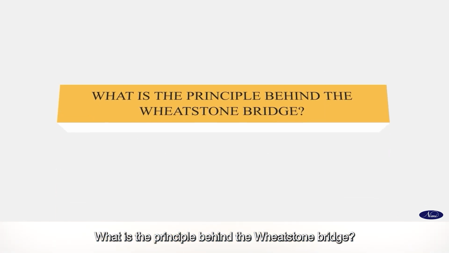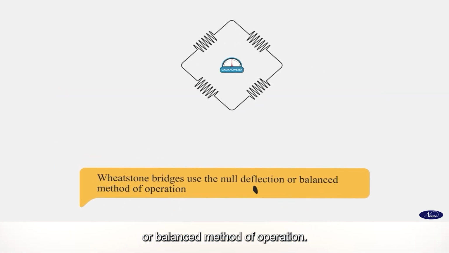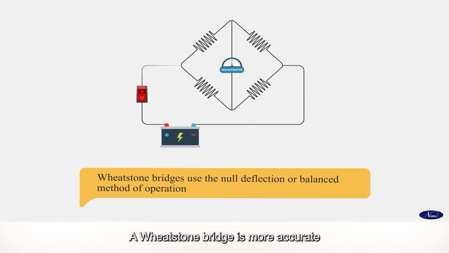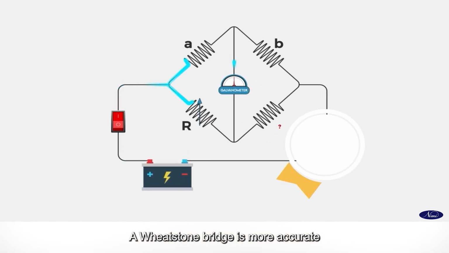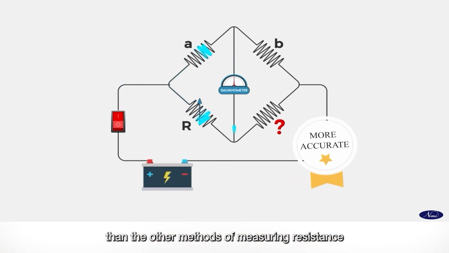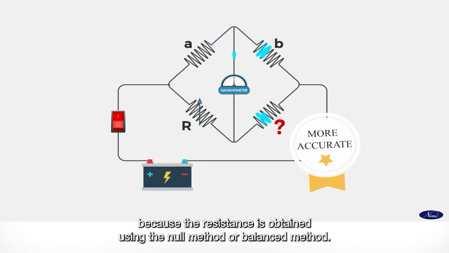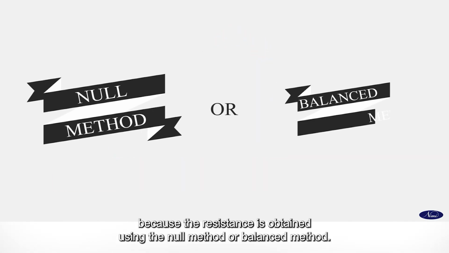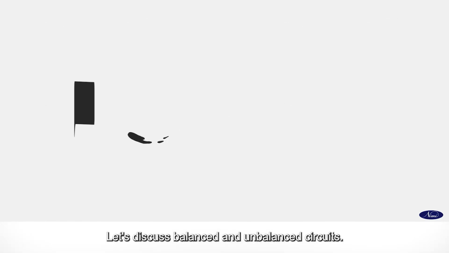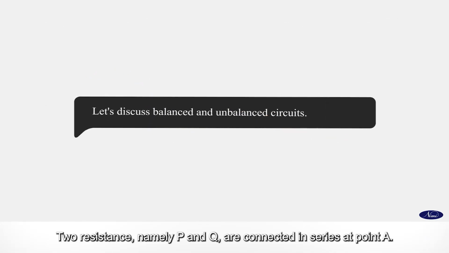What is the principle behind the Wheatstone bridge? Wheatstone bridges use the null deflection or balanced method of operation. A Wheatstone bridge is more accurate than the other methods of measuring resistance because the resistance is obtained using the null method or balanced method. Let's discuss balanced and unbalanced circuits.